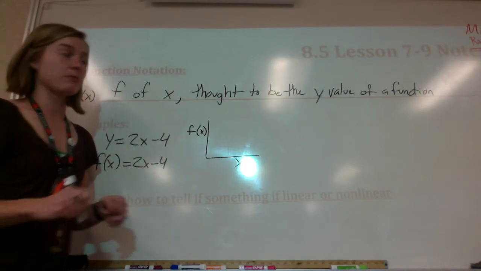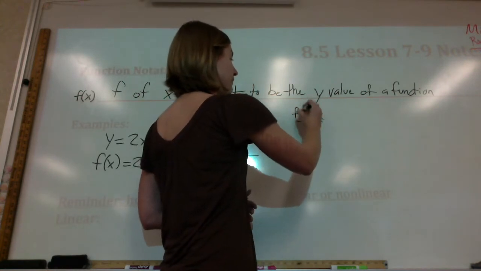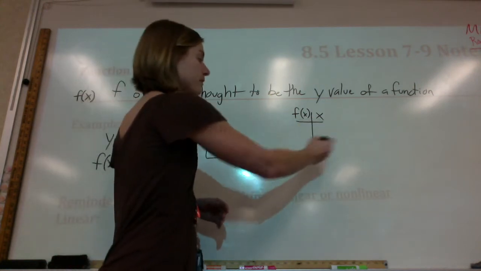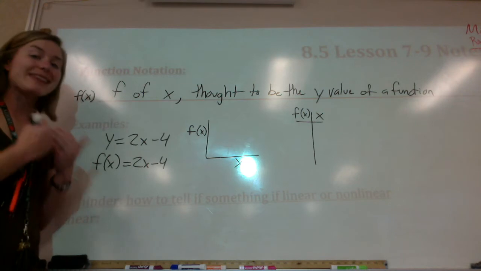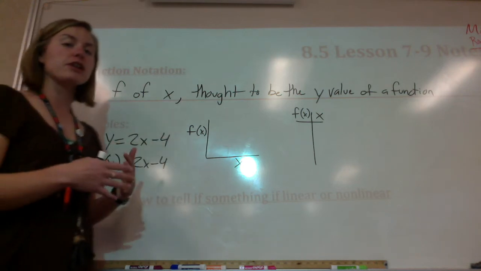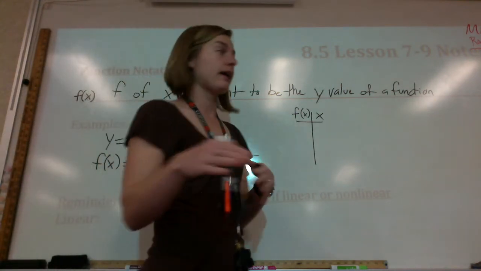Same thing with the t-table. So we have x as normal, and we might have the f of x on the other side, replacing where y would have been. And then, of course, we could have values in there. Now, the normal notation is f of x because we like using x in our equations. But technically, it's just saying it's the function of whatever. So let's say I had an equation that didn't use x.